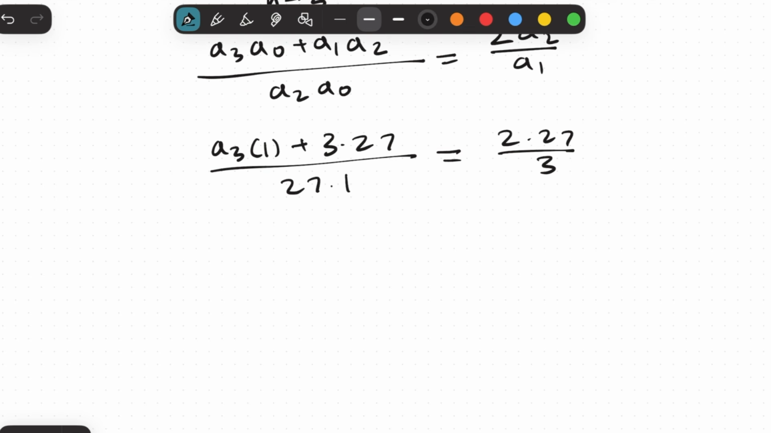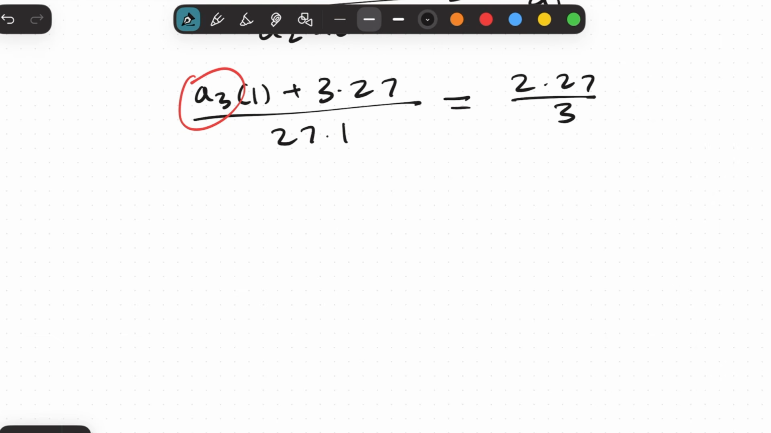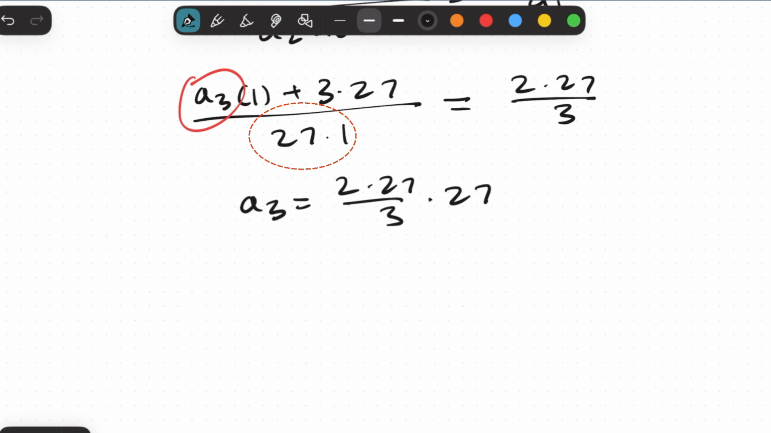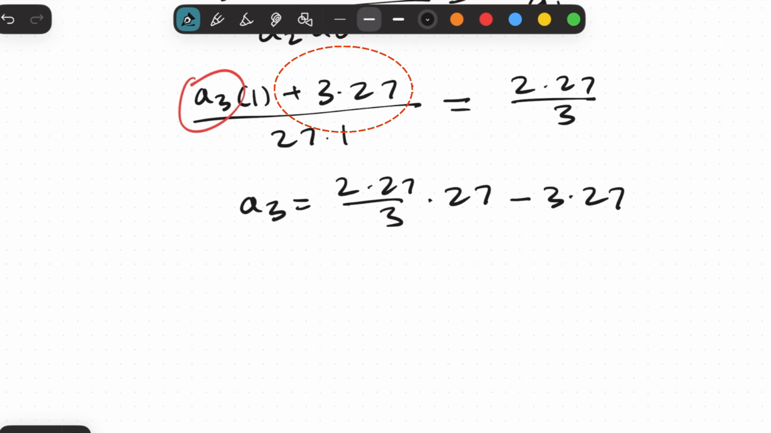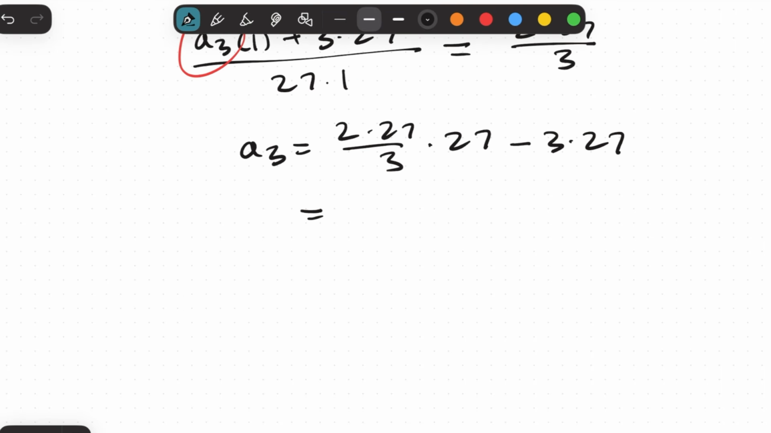Now, I hope you see now how the recursive formula works. You realize that this recursive formula requires you to solve for the variable, and that's how it functions. Now, of course, in this case, you can easily solve for a3. It's just basic algebraic rearranging. So a3 is equal to 2 times 27 over 3, right? You have to multiply this 27 over, and then minus 3 times 27. And of course, you can just evaluate this to be 405.